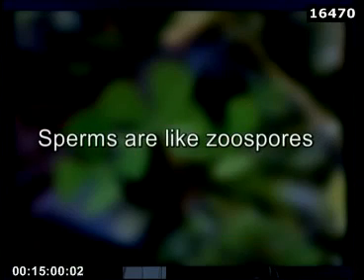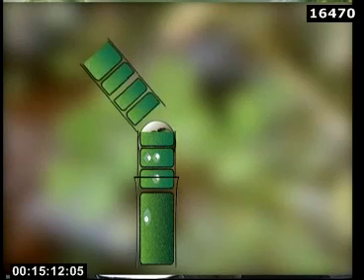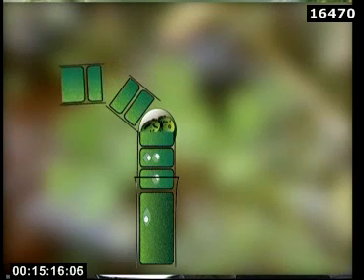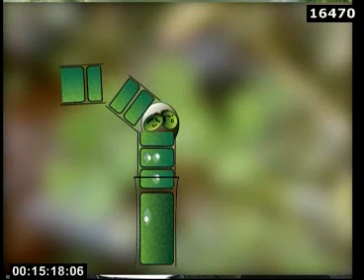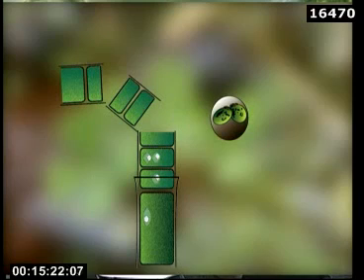The sperms after their formation are just like zoospores in their morphology, but they are smaller in size and similarly have the crown of flagella at the base of the beak-like structure. The sperms are liberated by the transverse rupture of the antheridium, similarly as the zoospores are liberated. Now these sperms swim freely in the water for about an hour.